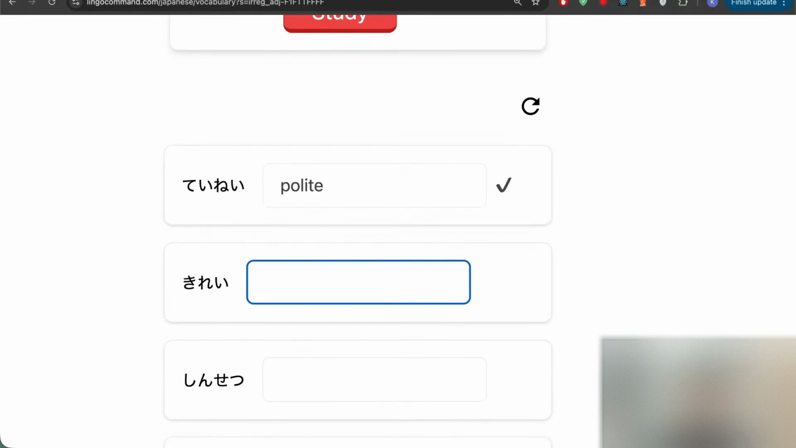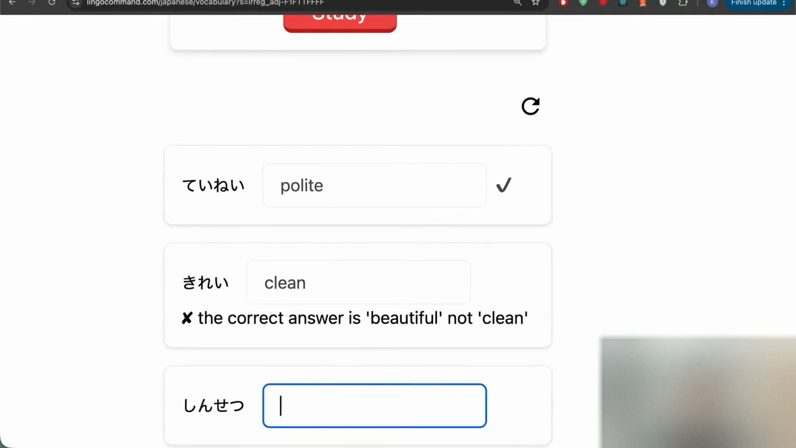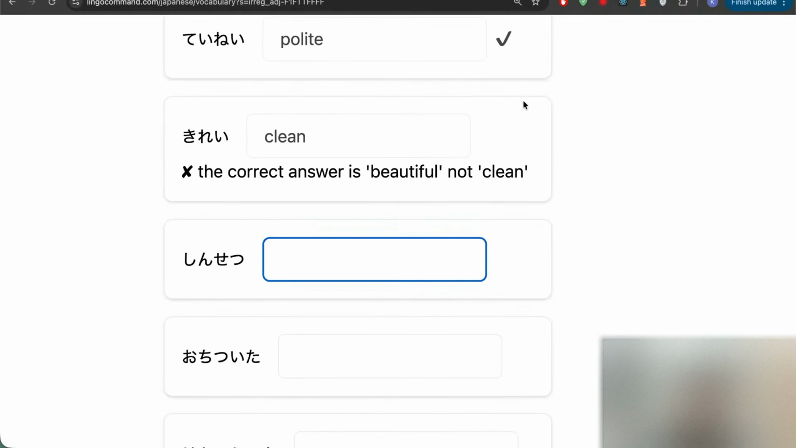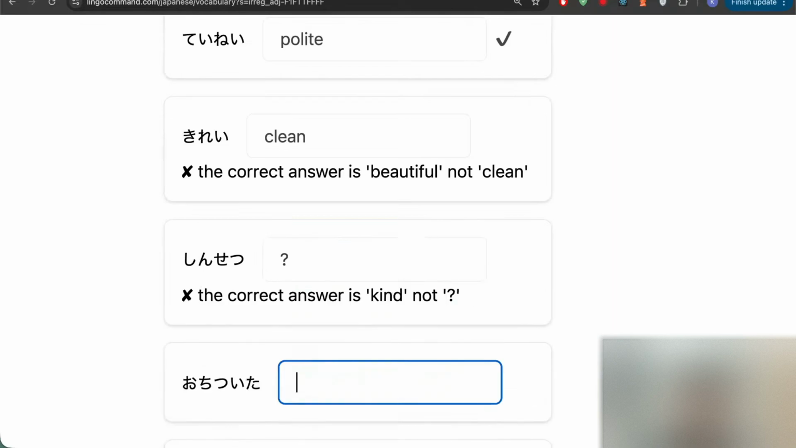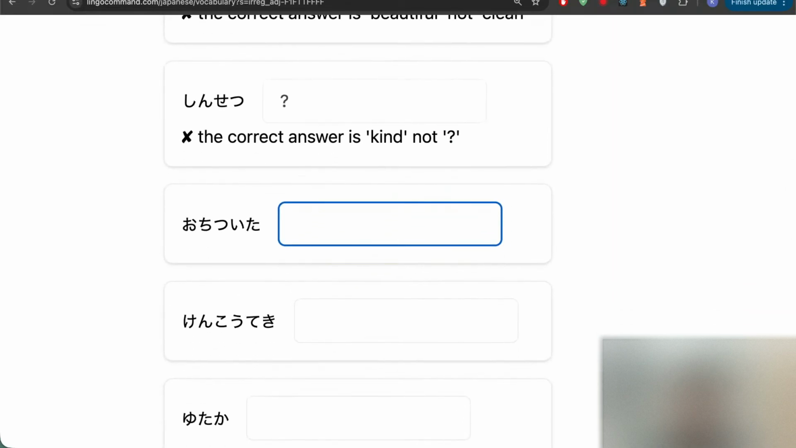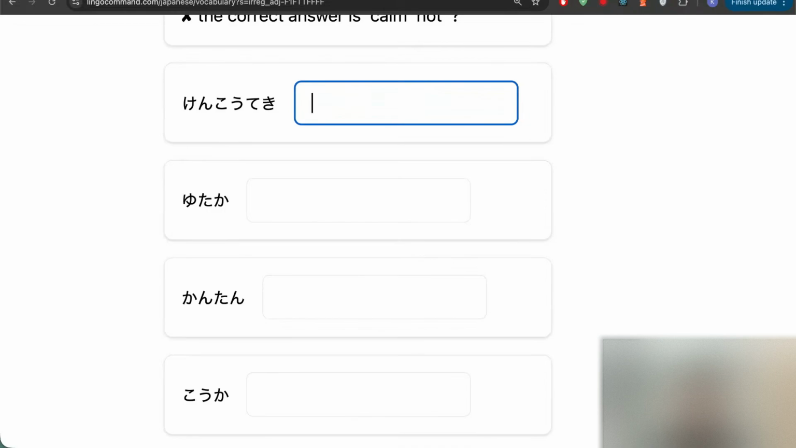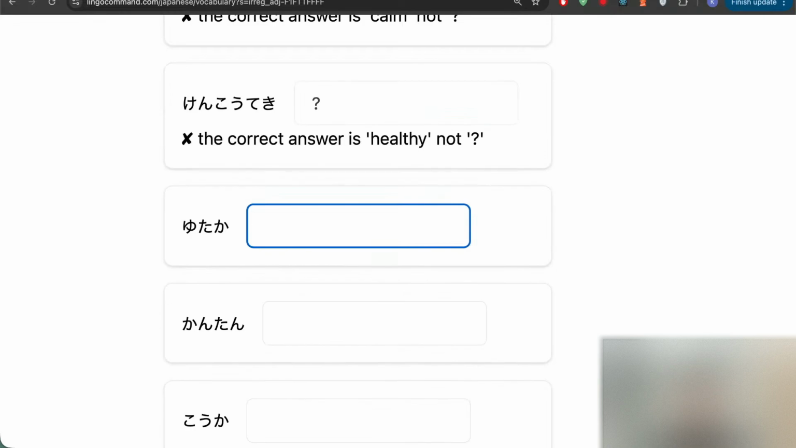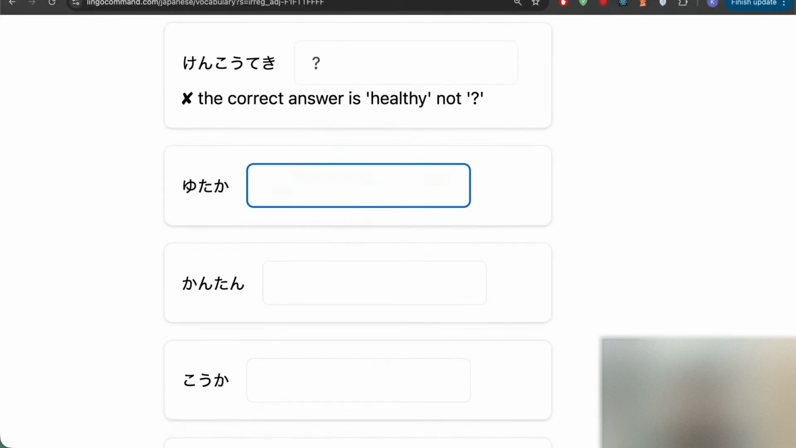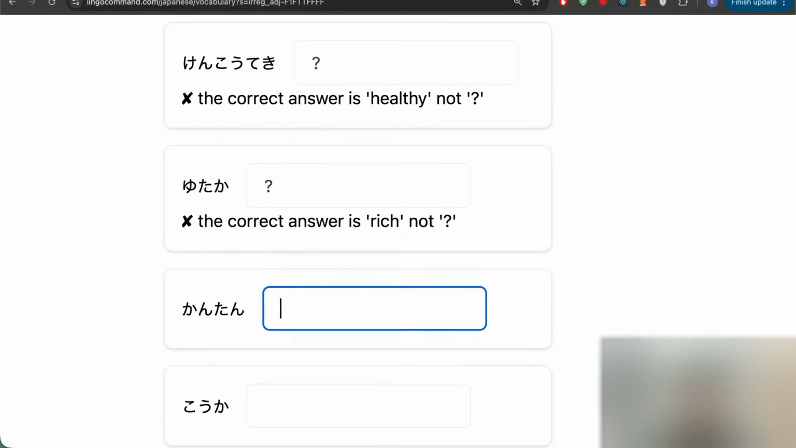Kire is clean. Oh, it's beautiful. Okay. Oh, it's been such a while since I looked at this. Shinsetsu. Not sure about this one either. Oh, it's kind. Ochitsuita is calm. Kenkou teki is, let's take a look, healthy. Yutaka is rich.